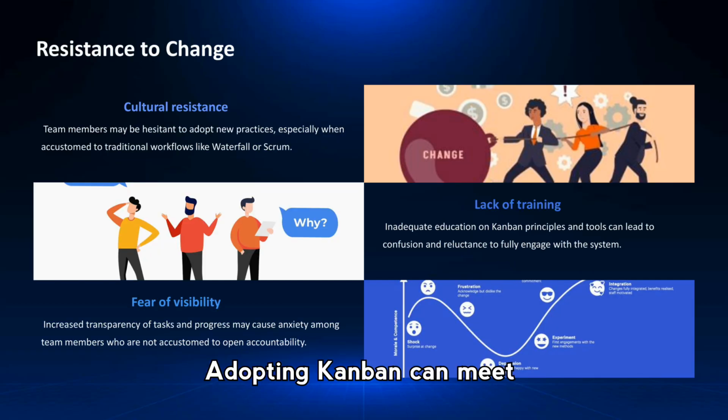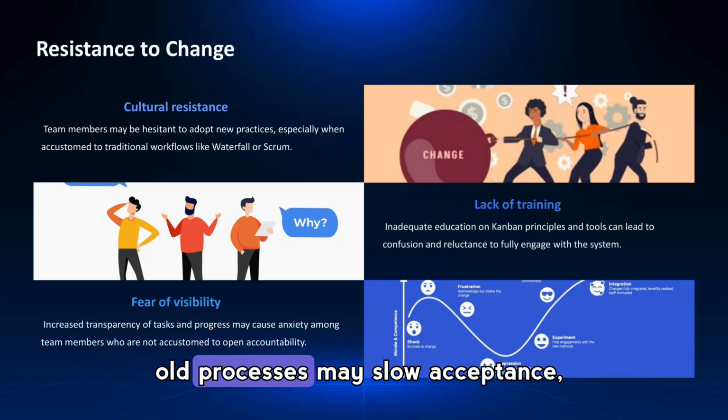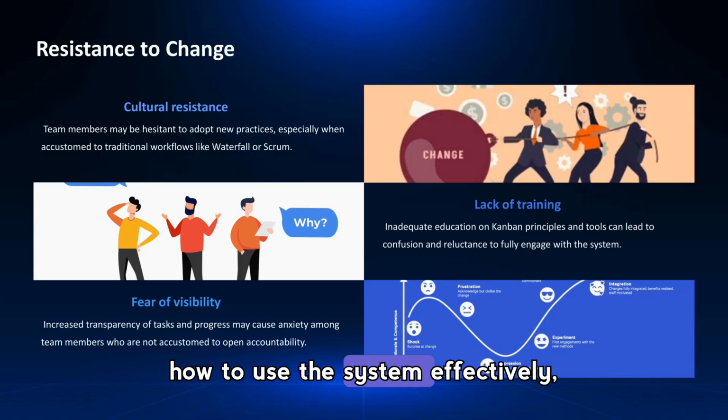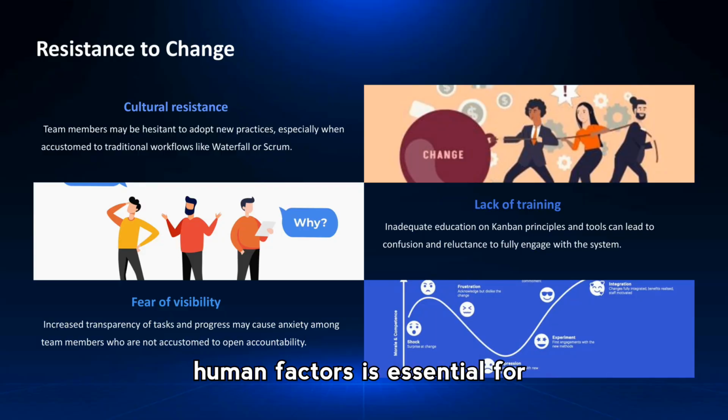Adopting Kanban can meet resistance. Cultural habits favoring old processes may slow acceptance. Lack of training leaves people unsure how to use the system effectively, and increased transparency can cause anxiety for team members unaccustomed to public accountability. Addressing these human factors is essential for successful adoption.